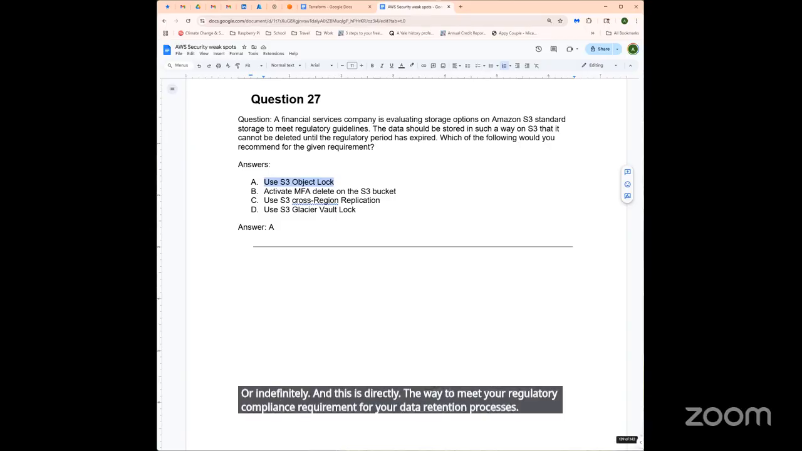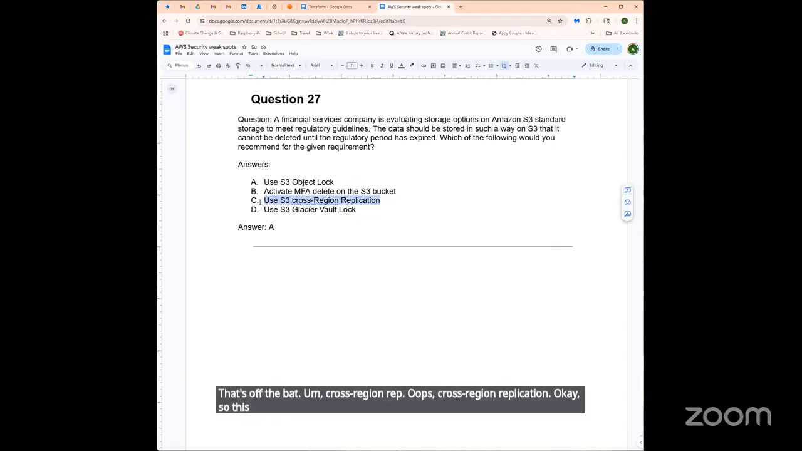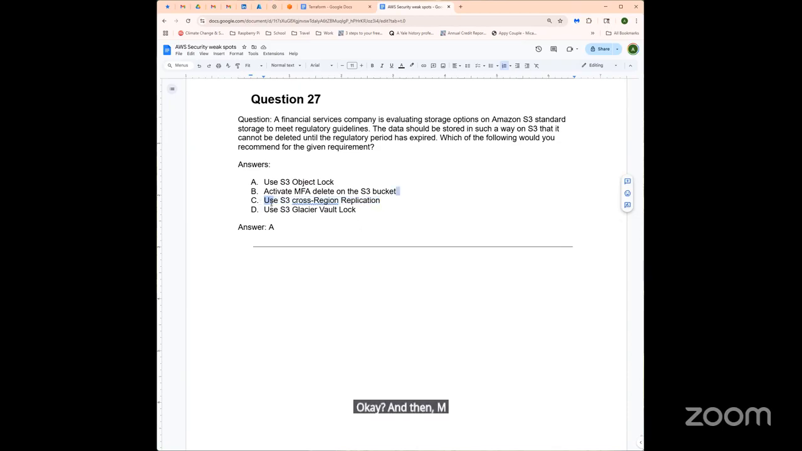So why are the other answers incorrect? Let's start with Glacier. This only applies to Glacier. This is not S3 Standard. That's off the bat. Cross-region replication protects against accidental deletion, but can be disabled by administrators. And then MFA delete. MFA delete is a good security layer, but it can be disabled by the root account and doesn't directly guarantee retention period compliance.